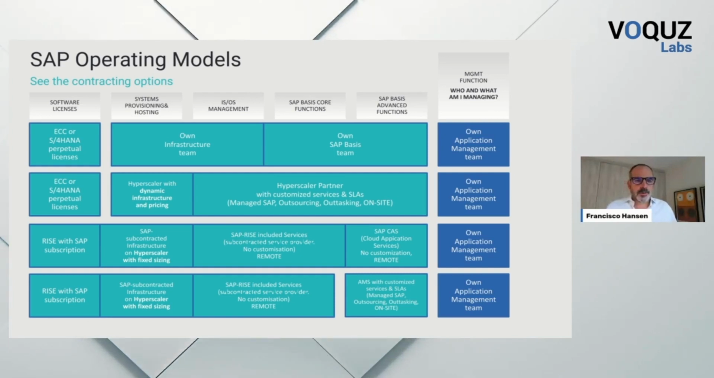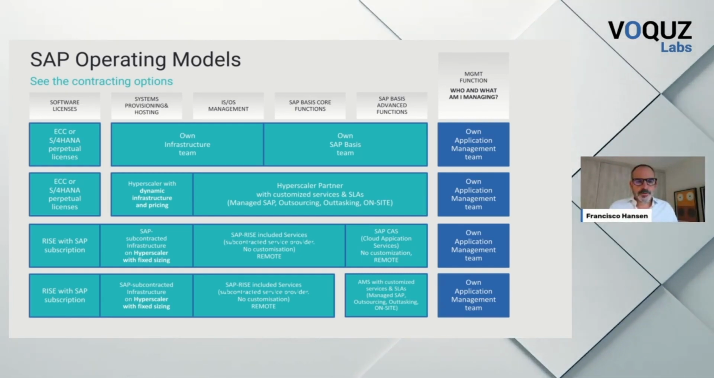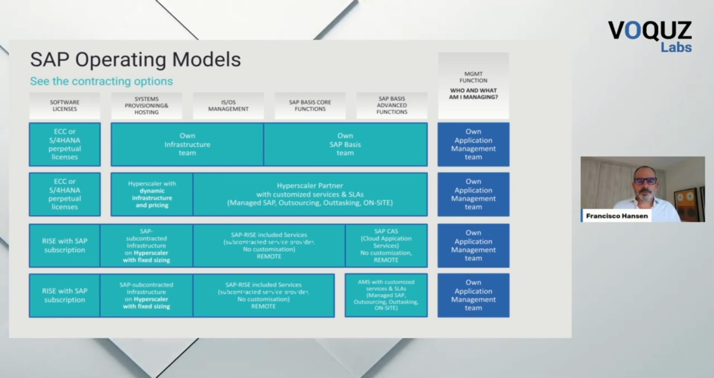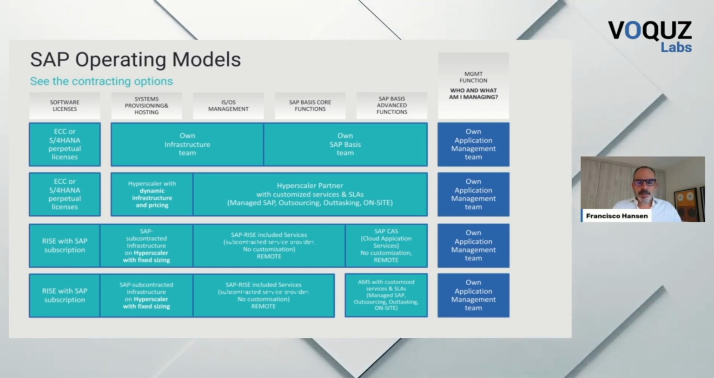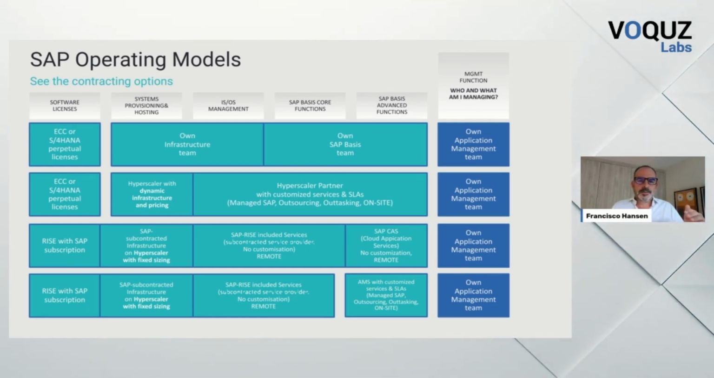Now, with a RISE with SAP subscription, you're buying an all-in-one solution with some differences, though. Number one, the infrastructure that you will get with RISE with SAP is a fixed infrastructure. You can't optimize it. If you agree with SAP on getting this sizing of servers, you're likely to have to stick with this sizing of servers over the next years.